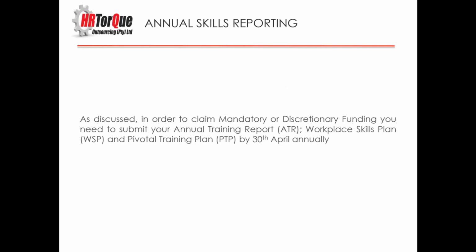So we have a training report that we need to submit on an annual basis. The annual training report, or very often referred to as the ATR, or Workplace Skills Plan, which is the WSP, and Pivotal Training Plan, PTP, is submitted by the 30th of April every single year. And it's quite important that you do that and you don't miss a year. If you do miss a year, you are then not entitled to get your discretionary funding.